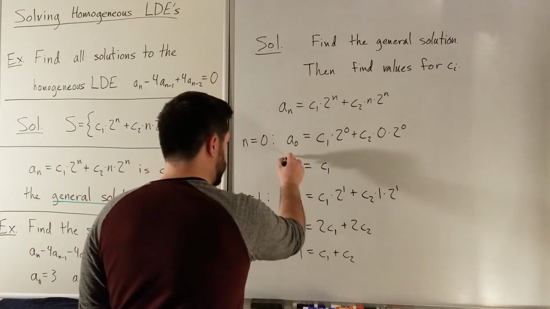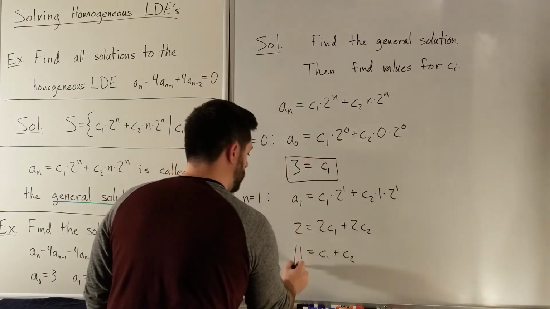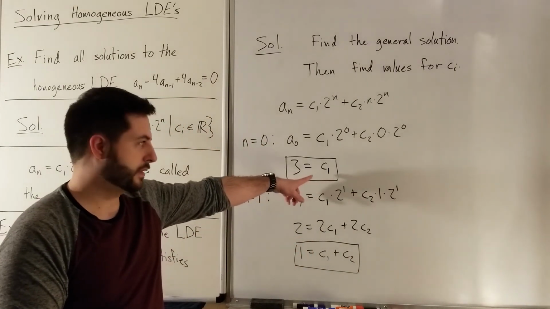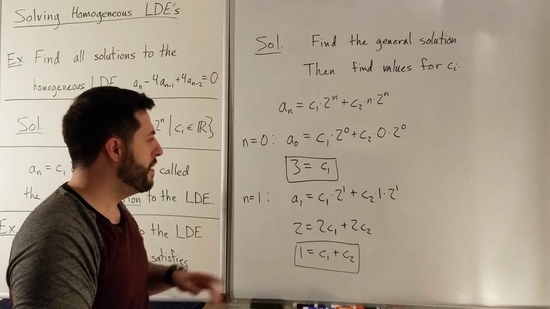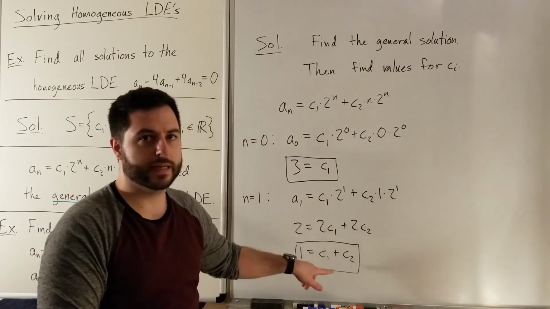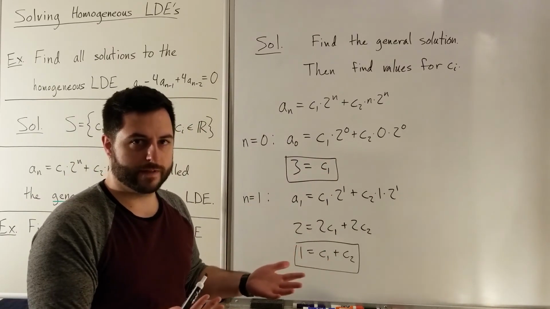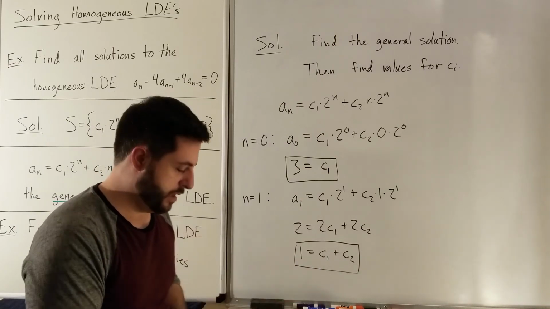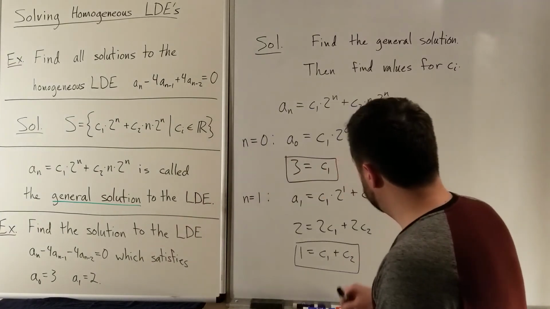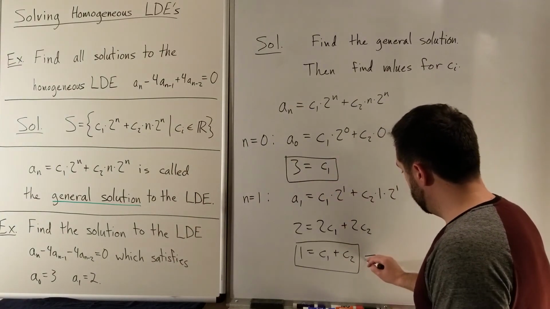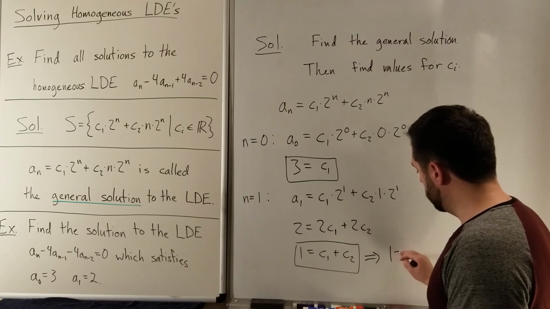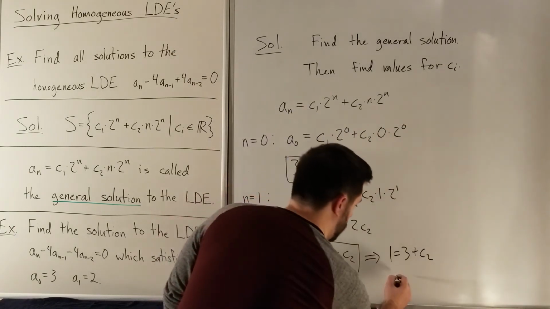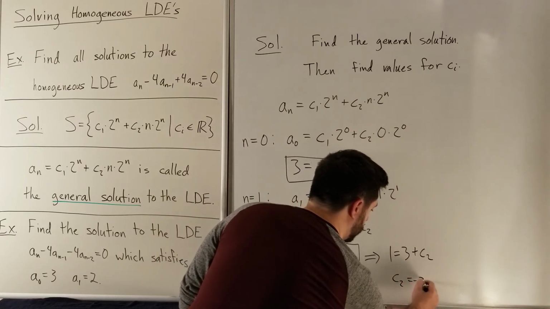So we have two equations here. We have this and this. It happens to be the case that this is a fairly simple equation. It's just one of the variables already solved for. But in general, we're going to get a system of equations here. And you already know how to solve systems of equations, and you solve that in order to find the values for Ci. So in this particular case, since C1 is 3, this tells us that 1 is equal to 3 plus C2. Therefore, C2 is equal to negative 2.